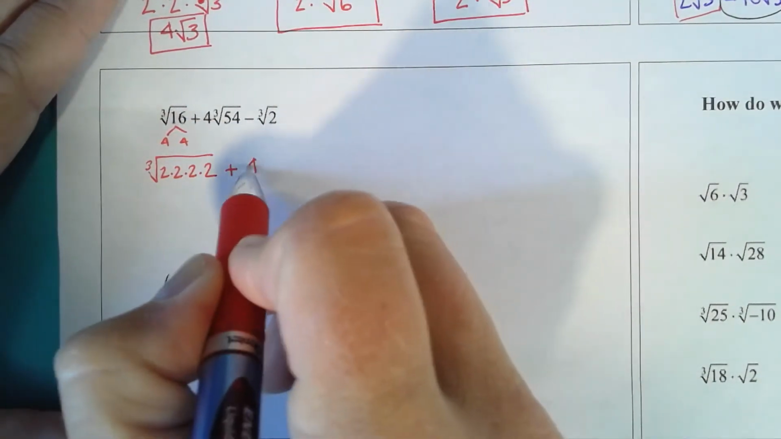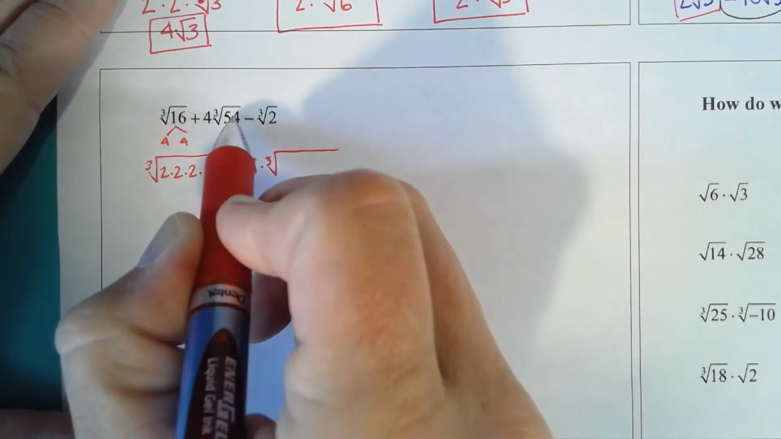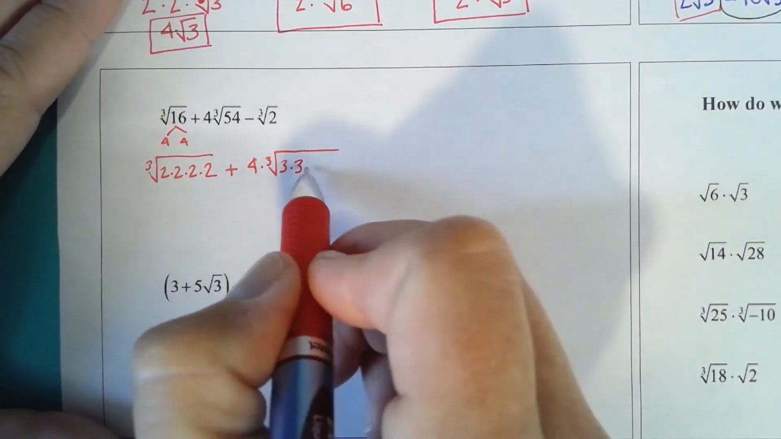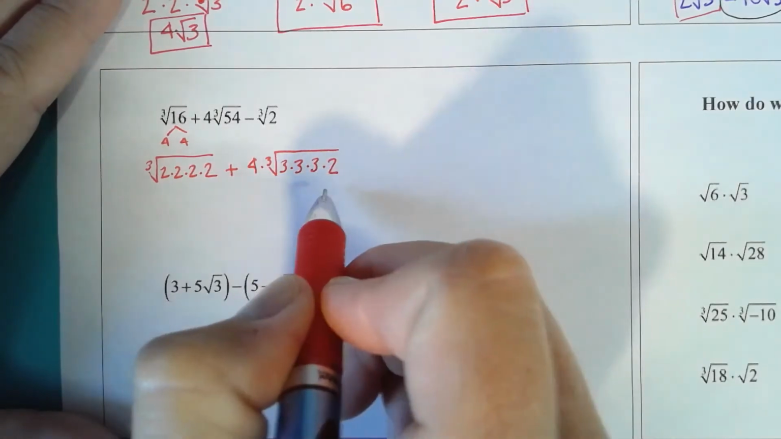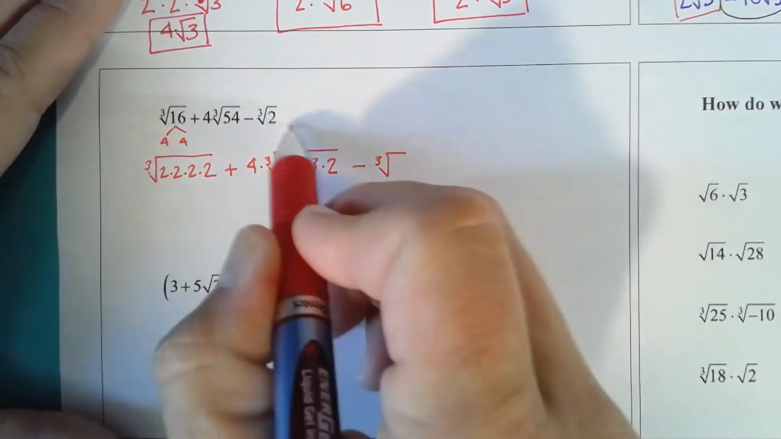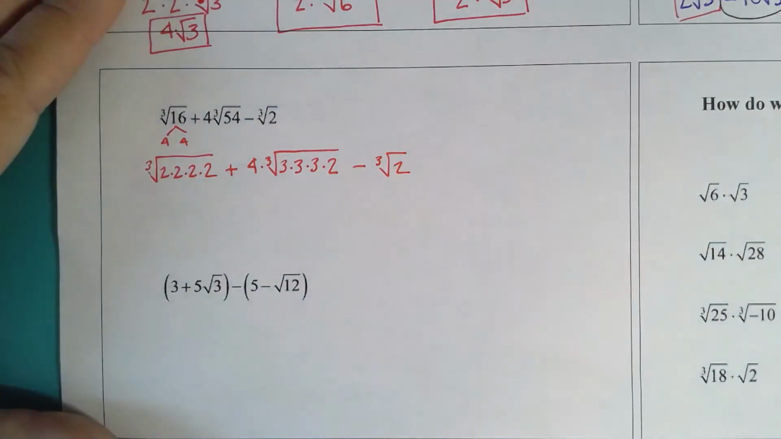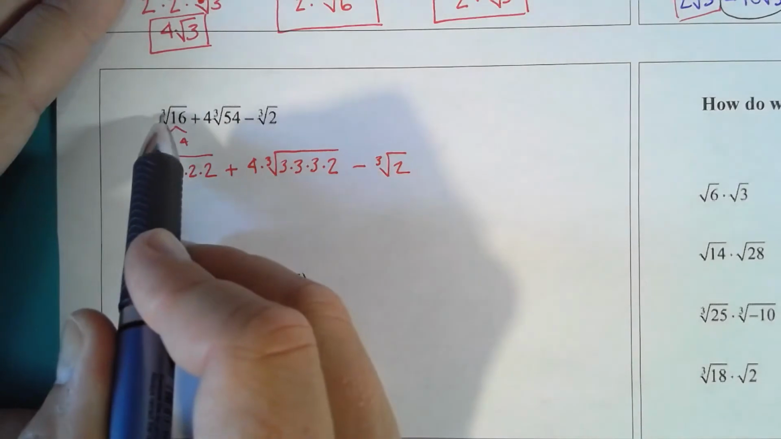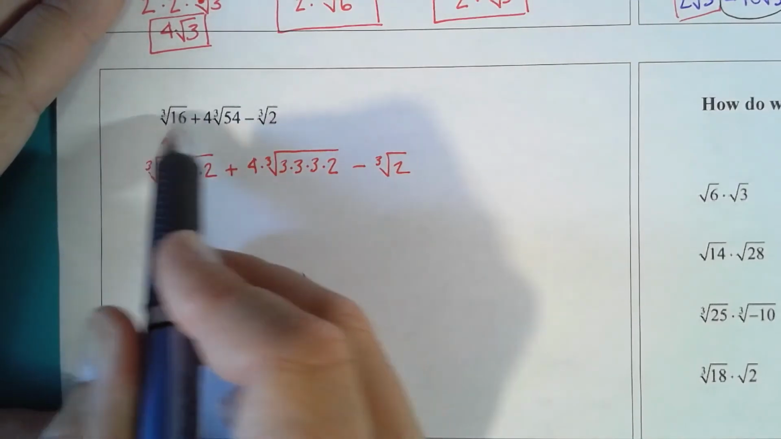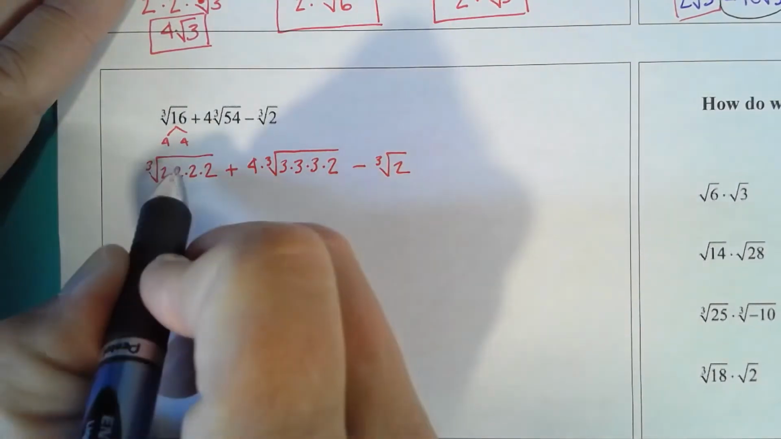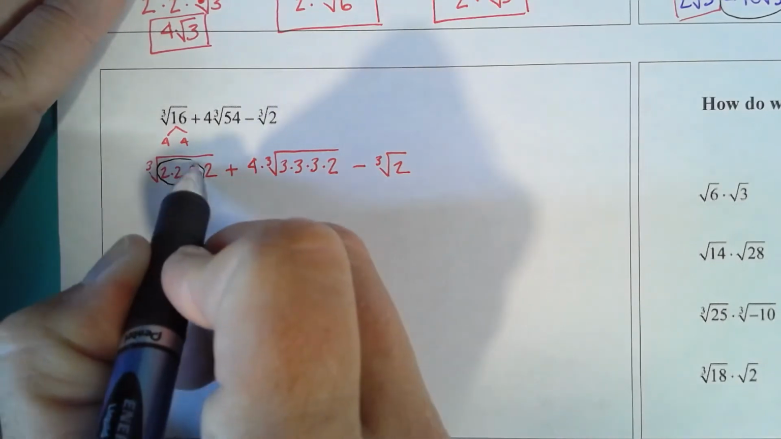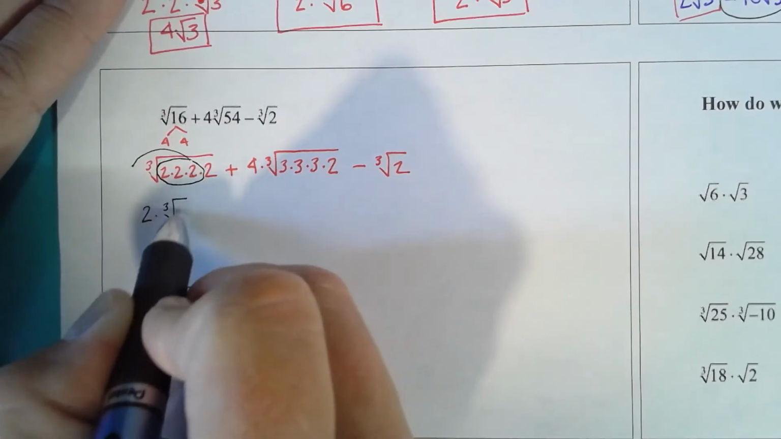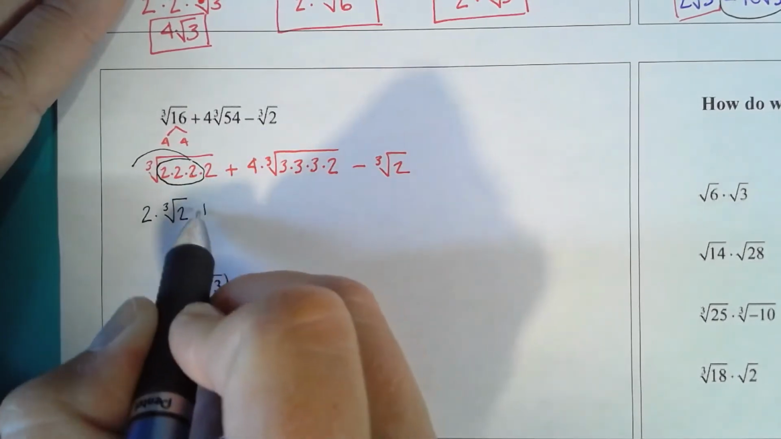Plus, then I have 4 times the cube root of 54. The 54 breaks into 9 times 6, the 9 breaks into 3 times 3, and the 6 breaks into 3 times 2. And then a 2 is already prime, so we'll just leave that piece alone. So they're all cube roots, so the indexes match, the roots match. Let's see if we can get the insides to match. It's a cube root, so I need 3 of a kind. So I pull out this group, and inside the cube root I'm still left with a 2.